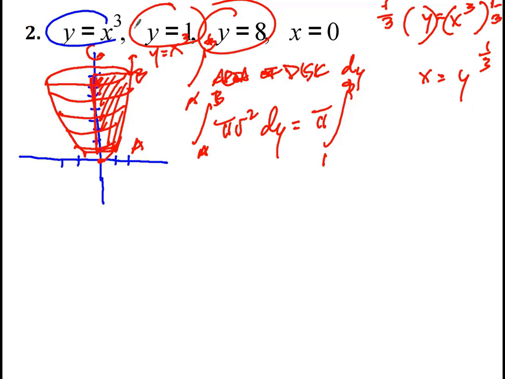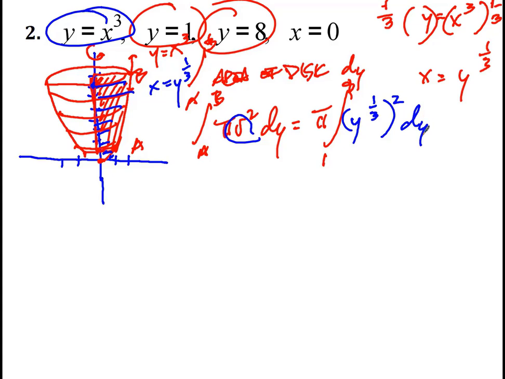It's going to be my function, y equals x cubed, but rewritten in terms of y. So it's x equals y to the 1/3. That's what my radius is going to be no matter where we're looking at any of these disks. Okay? That's pi r squared. That's my radius. So y to the 1/3 squared dy. So I'm going to be going from 1 to 8. Pi's out here. And that's going to be y to the 2/3 power dy. Okay. So I'm going to take the antiderivative.